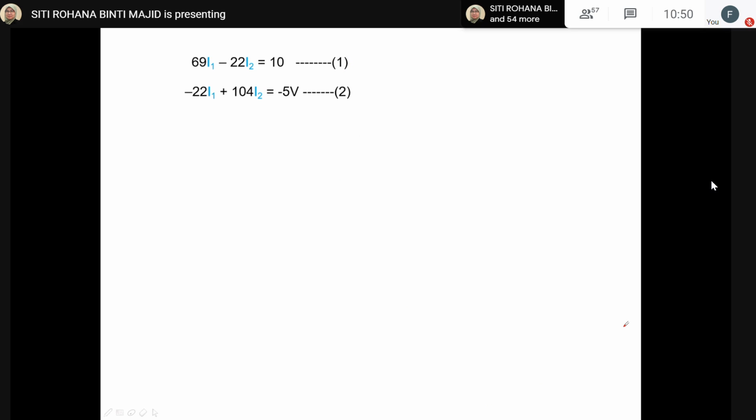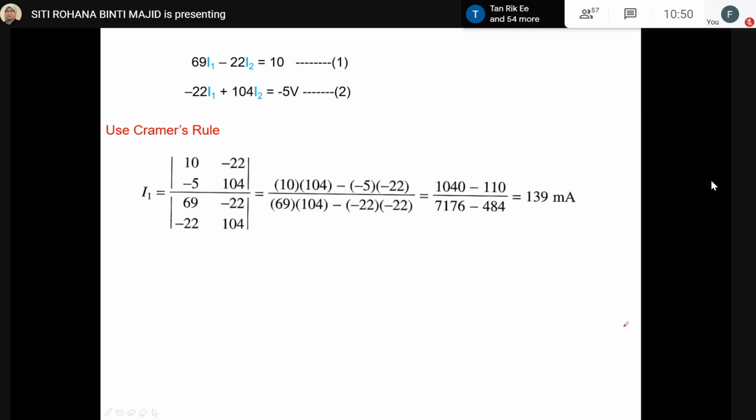So at this step, you already have equation 1 and equation 2. It's up to us whether you want to use Cramer's rule or simultaneous equations, but I think I will choose simultaneous equations, which would be easier because we can directly calculate I1 and I2. If you want to use Cramer's rule, this is the example of how to put the values at their positions.